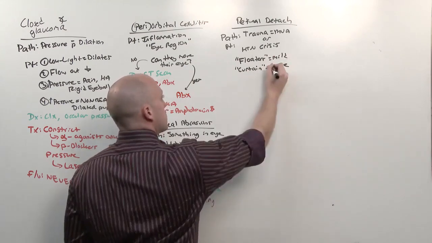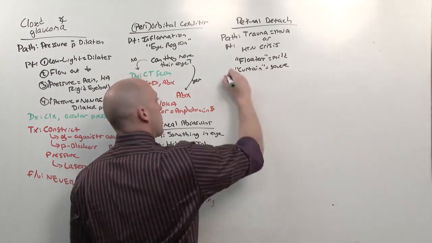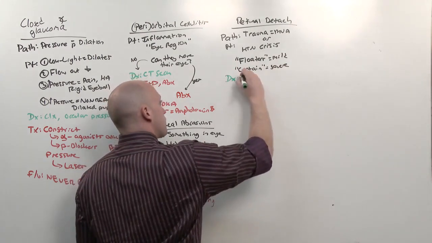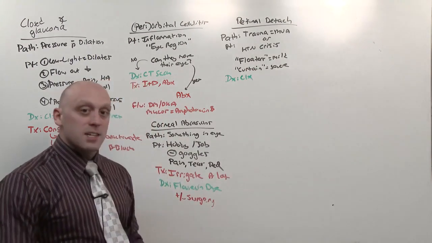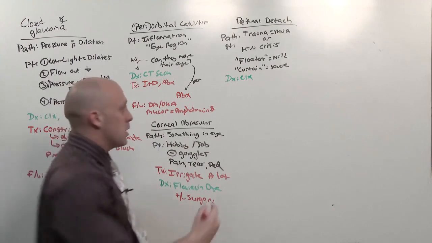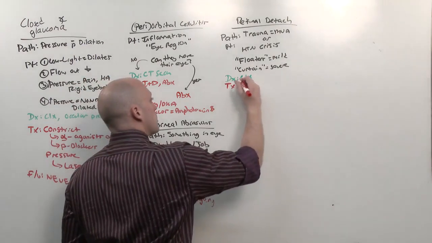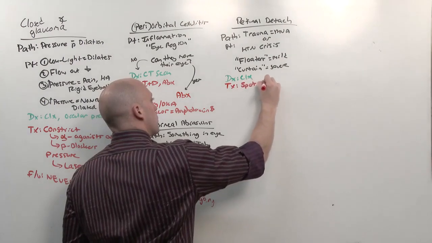The diagnosis is going to be made clinically. You just look in the back of their eye and you see, hey, the retina's not attached. And because it's not attached, you've got to reattach it. And the way you do that is by literally spot welding it with a laser.